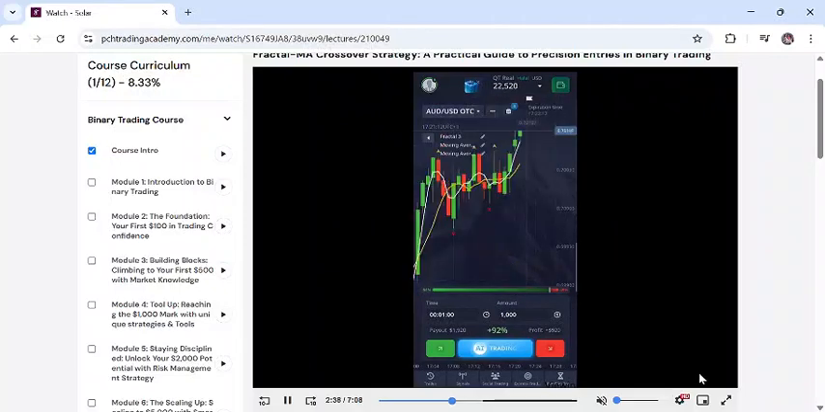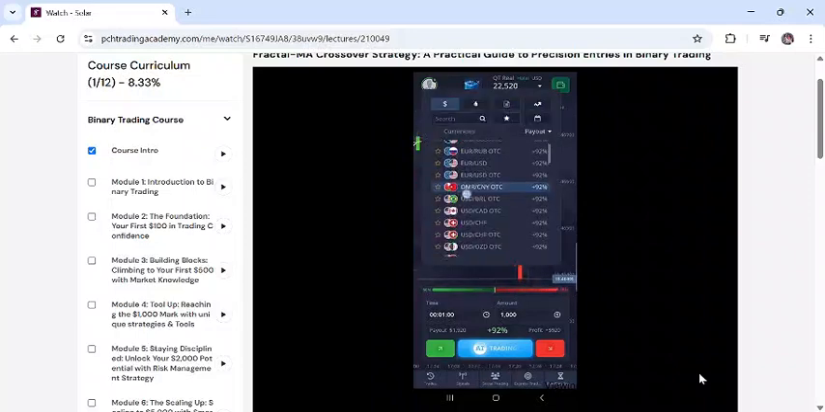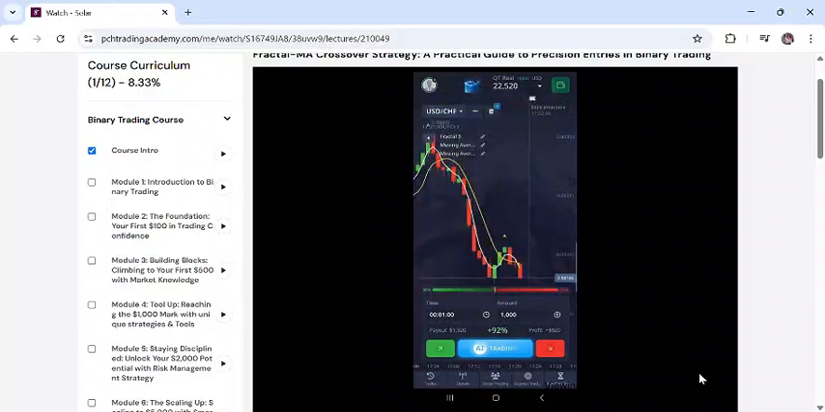So let's quickly look for our setup and then I'll explain. By the way, we'll be using an expiration time of 1 minute. So let's look for setups.